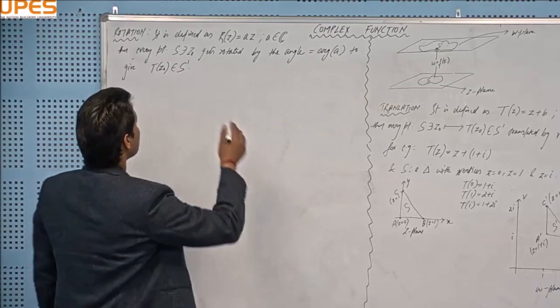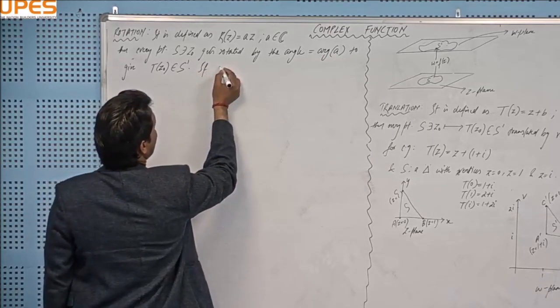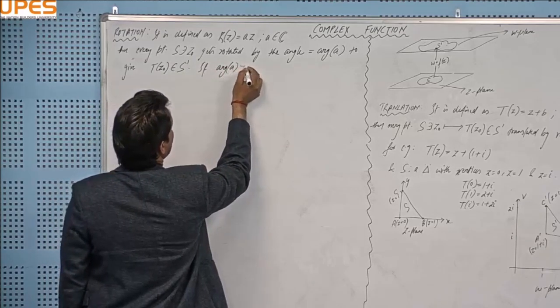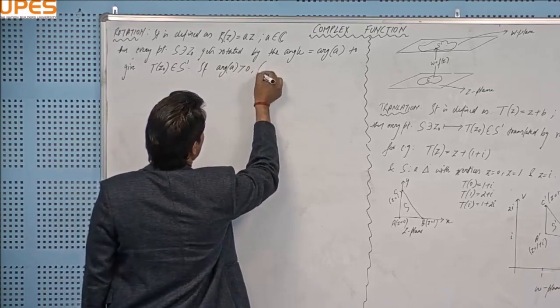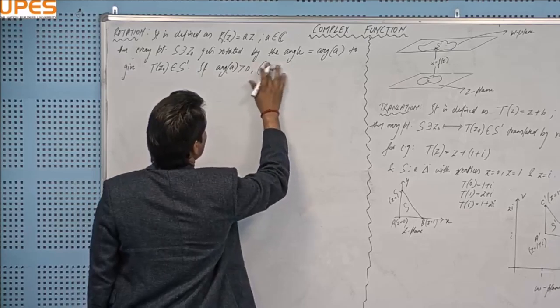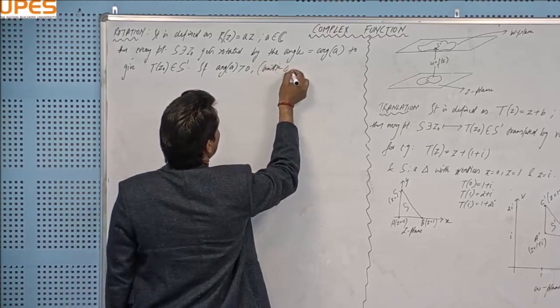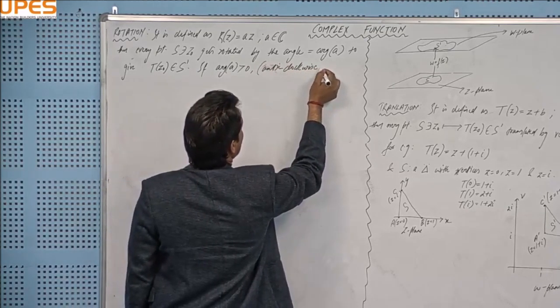If the argument of a is positive, then the rotation is anti-clockwise, sorry, anti-clockwise rotation.